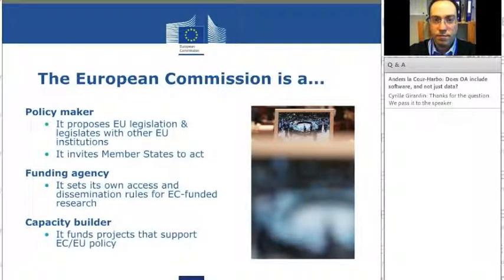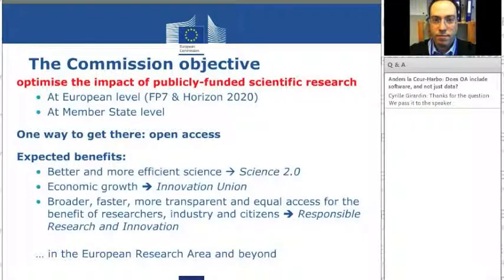Coming back, why do we do open access? Well, it's not that we do open access just because we think it's a good idea and we like it. It's really concretely that the Commission has the objective of optimizing the impact of the research that it funds at the European level, but also at the member states level. So open access is just one way where we feel that this can help us to optimize the impact that we are having. Of course, very often in the context of open access, we talk about the impact on better and more efficient science because results are easily available, you can easily check them.